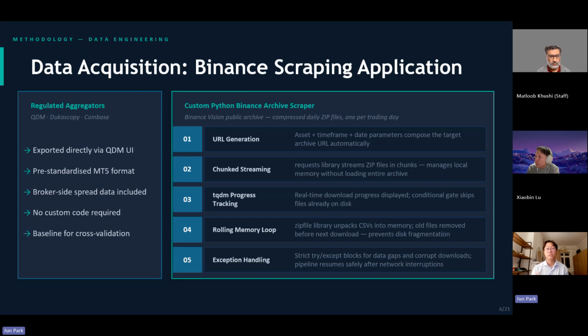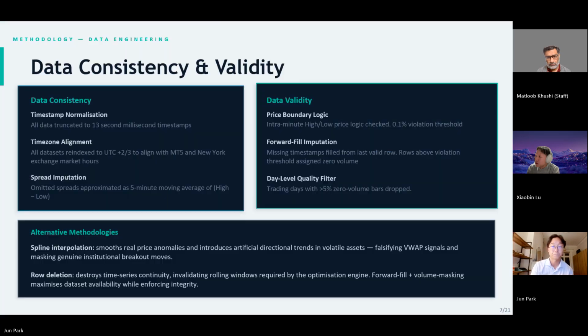A conditional gate then checks for files already present on disk, which allows the pipeline to resume seamlessly after, say, a network outage without data duplication. And then crucially, a rolling memory loop extracts the CSV and purges the source archive immediately, which keeps the storage footprint perfectly manageable across 160 gigabytes of raw data.